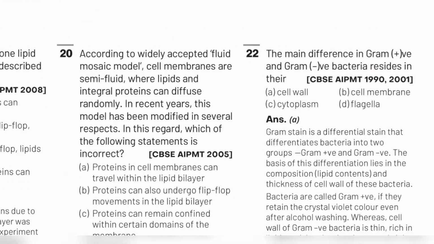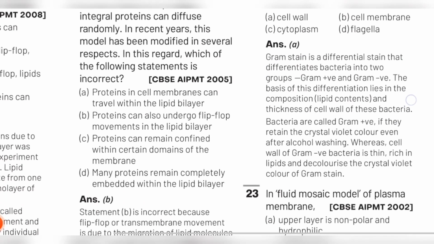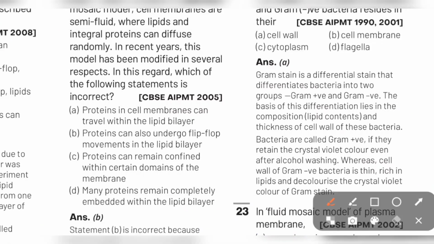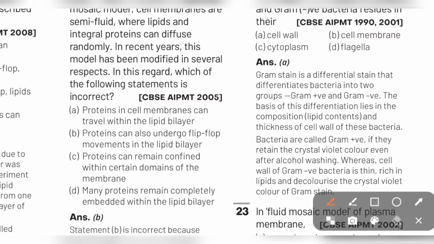The main difference between gram positive and gram negative bacteria lies in their cell wall. ठीक है. So when we see the explanation, the gram stain is a differential stain that differentiates bacteria into two types, gram positive and gram negative. The basis of the differentiation lies in the composition, lipid content and thickness of the cell wall of these bacteria. Bacteria are called gram positive if they retain the crystal violet color even after alcohol washing. Whereas the cell wall of gram negative bacteria is thin, rich in lipid, and decolorizes the crystal violet color of the gram stain.